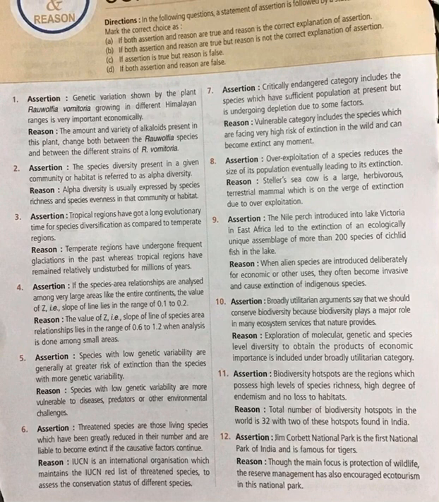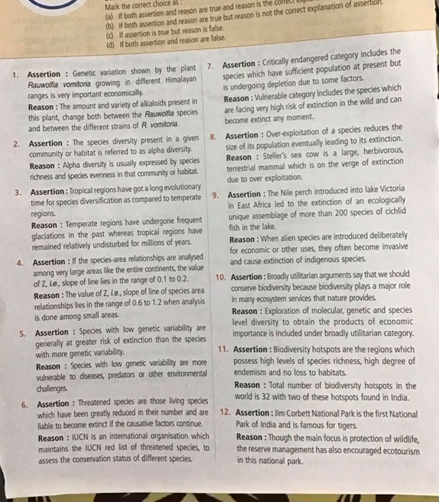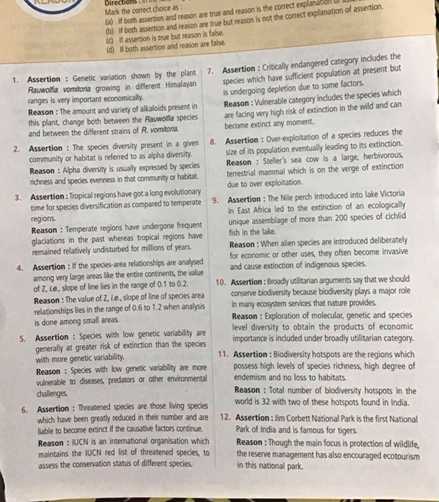Question number 2, assertion: The species diversity present in a given community or habitat is referred to as alpha diversity. Reason: Alpha diversity is usually expressed by species richness and species evenness in the community or habitat. So for question number 2, again the answer is A. That means both assertion and reason are true, and reason is the correct explanation of assertion.